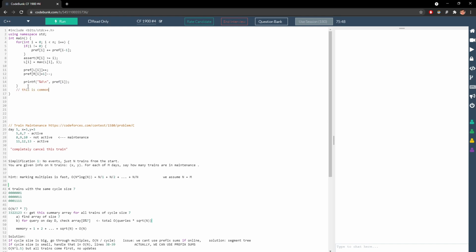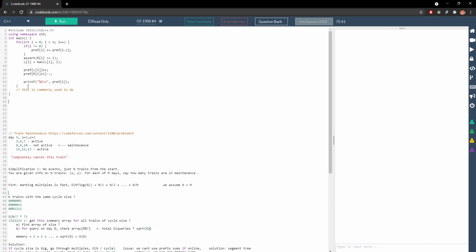This is commonly used in DP. An example of such a problem is the following. A frog jumps on n stones numbered 1 through n. The frog goes from stone 1 to n and can always jump by at most k. Count the paths, count the ways, modulo billion 7. This is a DP problem.